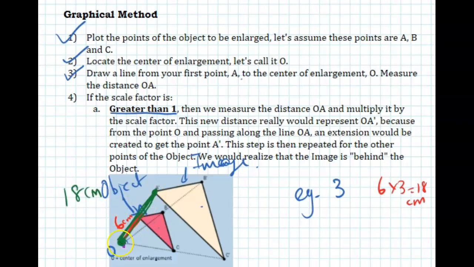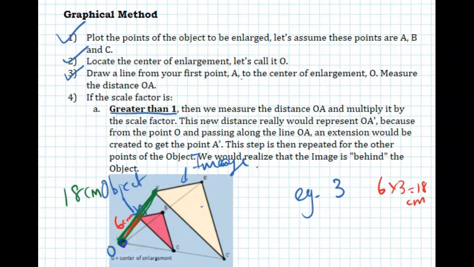Hope you all understand that. So meaning the original line was 6 and the extended piece here will be 12. The total line of the green line will be 18 because it's 3 times as big. Now what we have to do after that is repeat this step for all the other points.